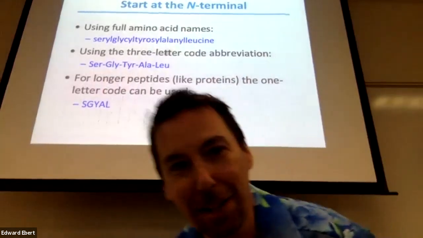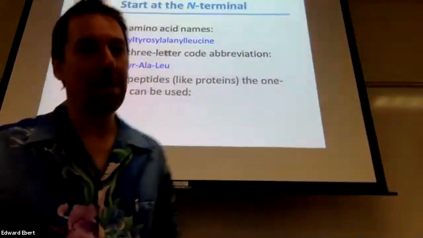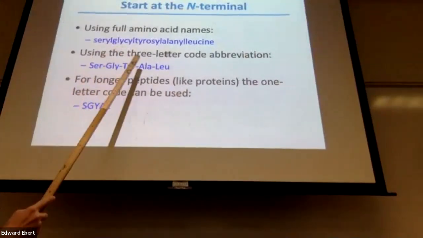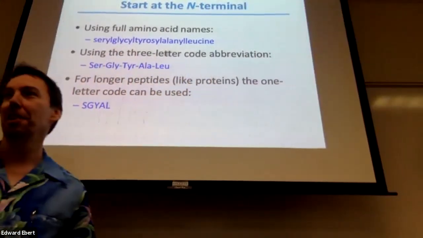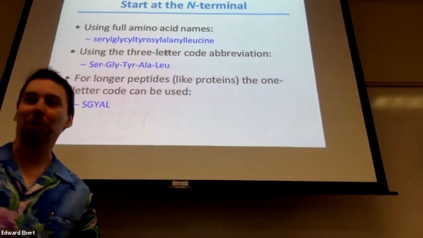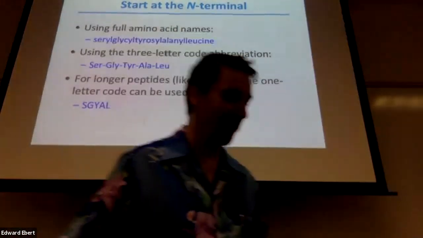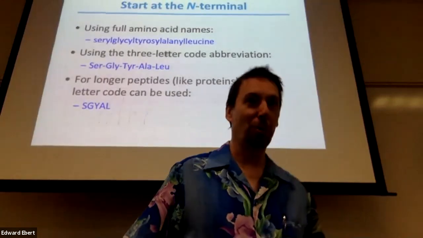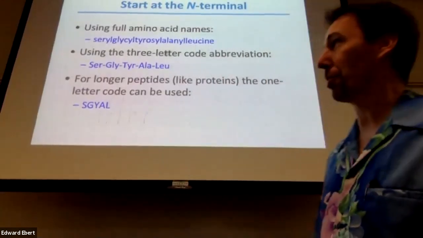Okay. So this naming, again, go cerylglycyl tyrosyl alanyl leucine. This makes German look easy because there's always a joke about Germans having one word to describe something, but it'll be like 400 letters long.